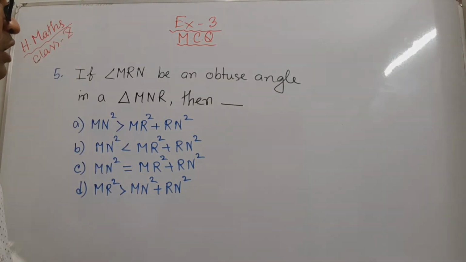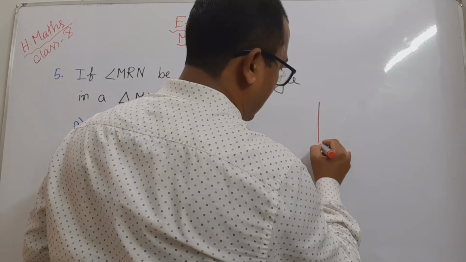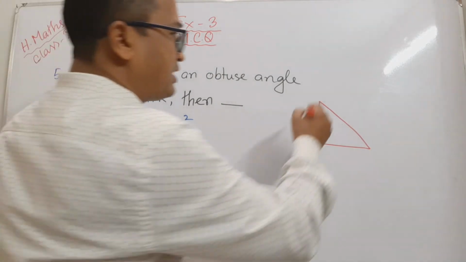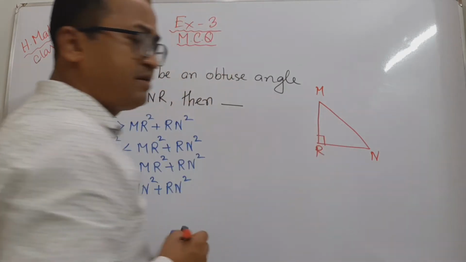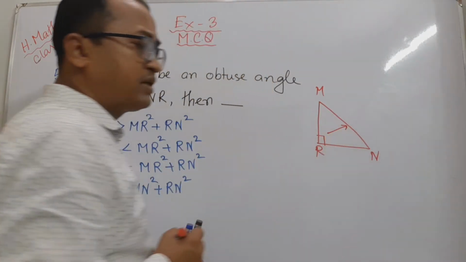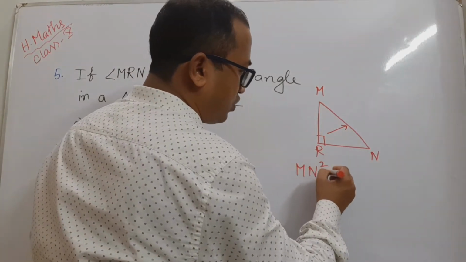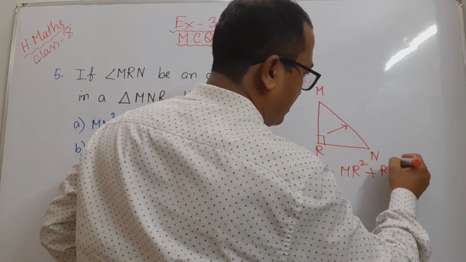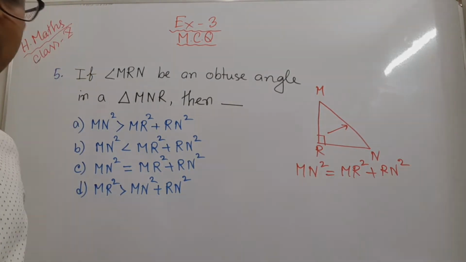At first we need to draw a figure to understand this. At first I wanted to draw a right angle triangle because we know the Pythagoras theorem. Say this is M, N, R. Here R is the right angle and the opposite side of R, that is MN, is called the hypotenuse. From the Pythagoras theorem we know MN square is equal to MR square plus RN square.